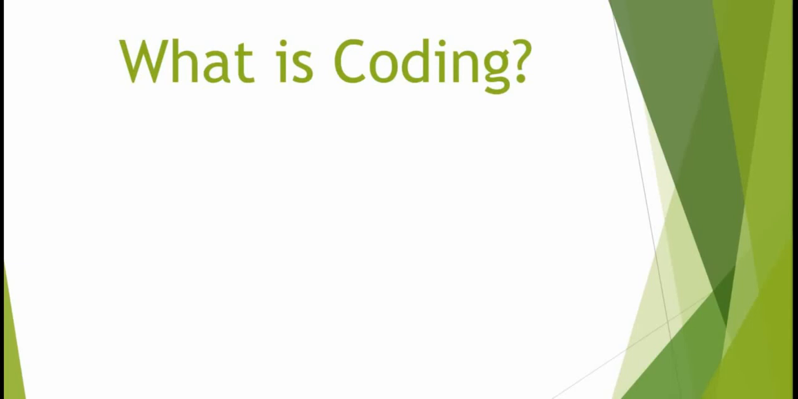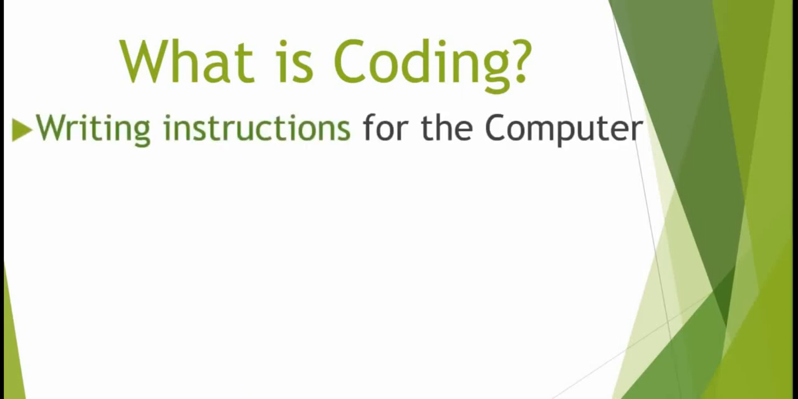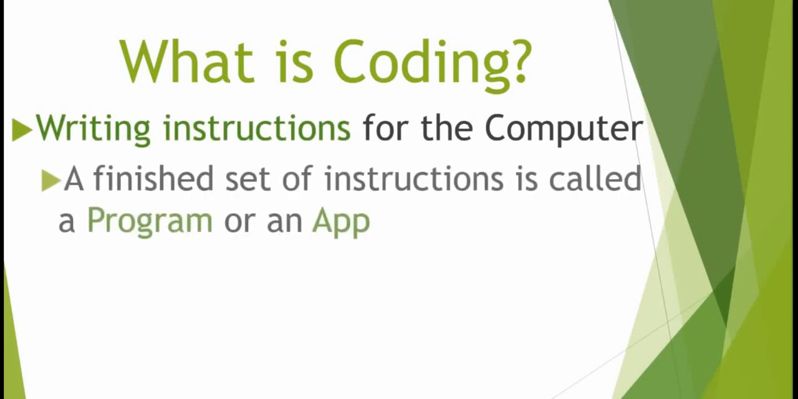It's a set of steps that tells the computer what to do from Athir. It's the language of a computer from Yusuf. And Claire is saying it's programming for the computer. Well, yep, programming machines is exactly what coding is. It's writing the instructions for the computer. So you're basically, when you learn to code, you're telling the computer what to do. And a finished set of instructions is called a program or an app.